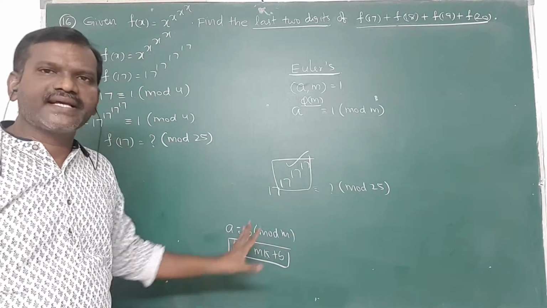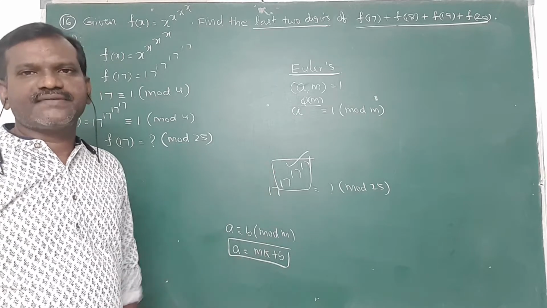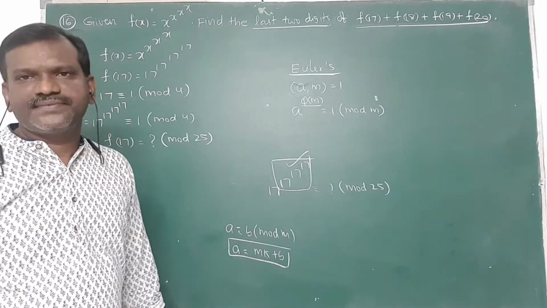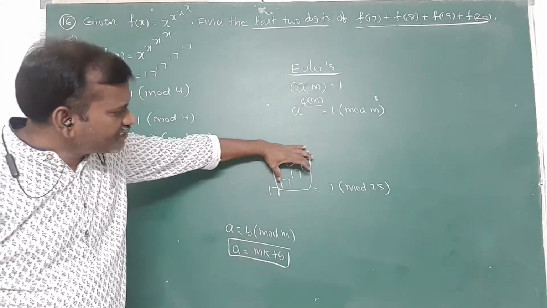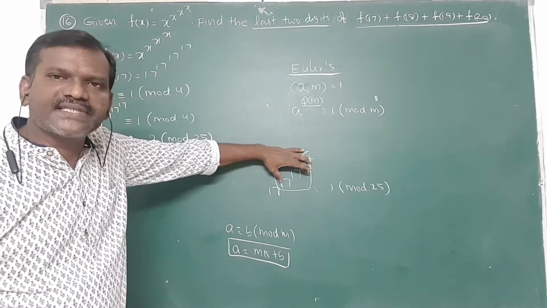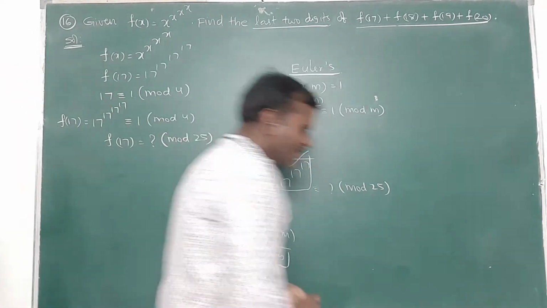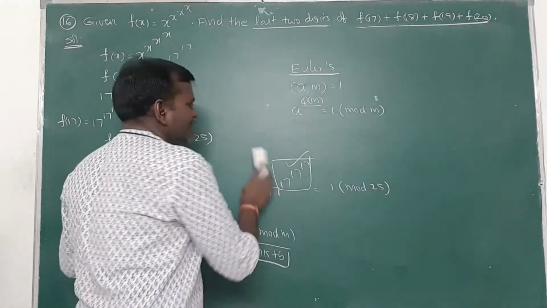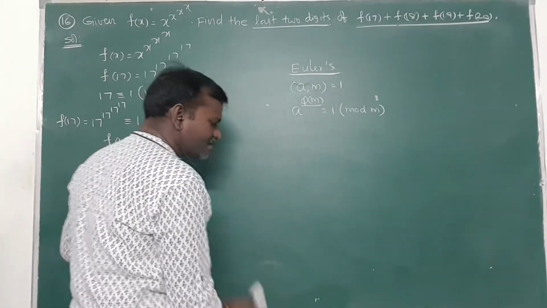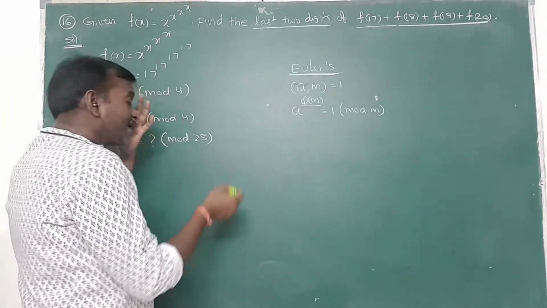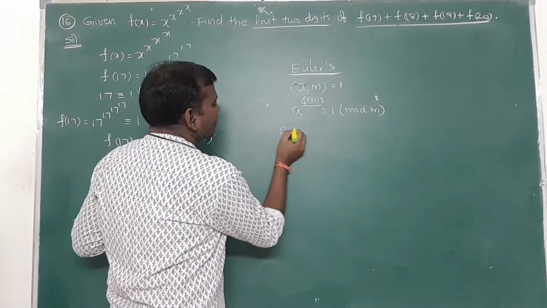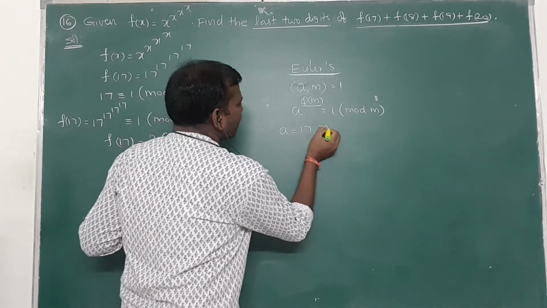Always you have to make this type of simplification only in mod applications. So that's why my aim is to express 17 power 17 power 17 as a multiple of something plus 1. Always you have to simplify that. So what I am doing is to simplify this one. I am taking a equal to 17 and m equal to 20.